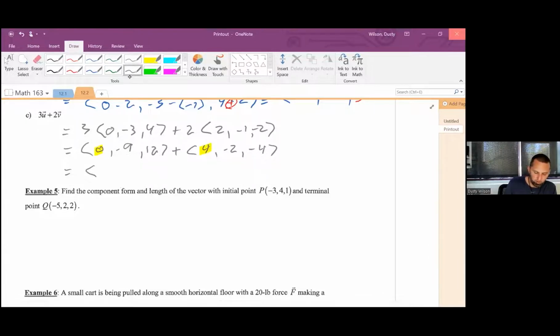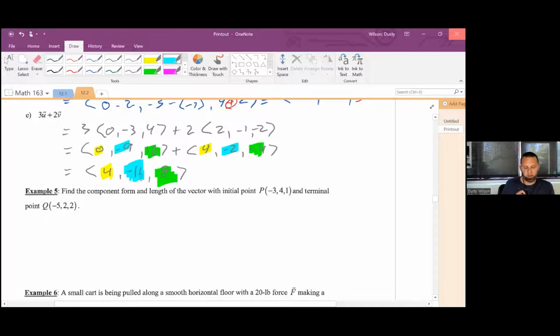0 plus 4 is 4. And then we have -9 plus -2 is -11. And then we have 12 plus -4 is going to be 8. Something like that. Very good.